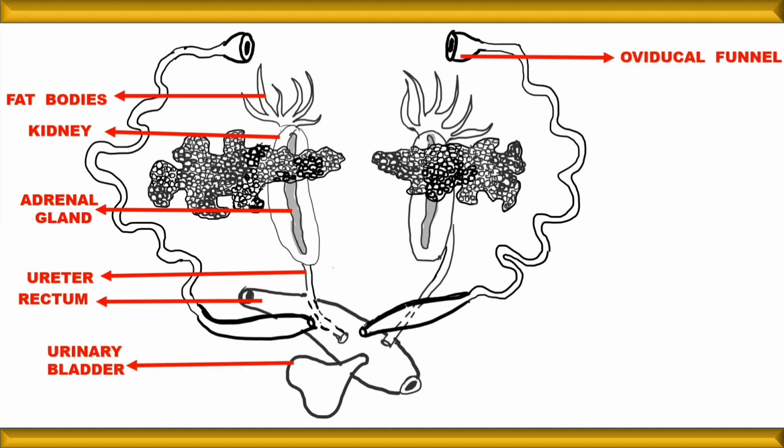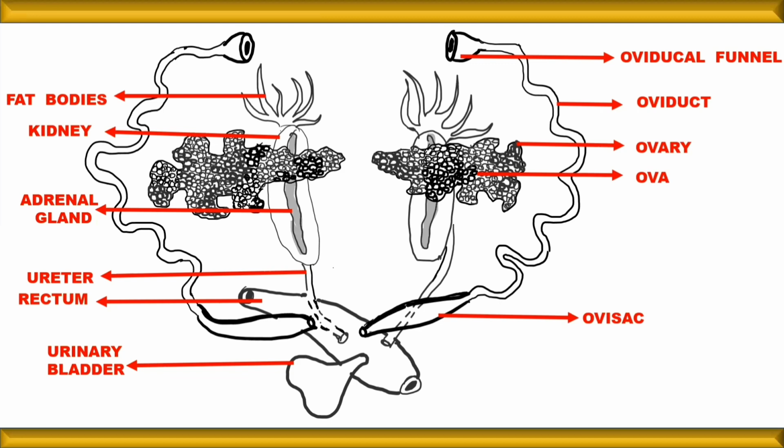For enhancement, you can also show the adrenal glands. Next, we go ahead with the labelings. First, label the fat bodies, followed by the kidney, the adrenal gland which runs longitudinally, then the ureter. Importantly, it is the ureter, and then the rectum, then the urinary bladder.